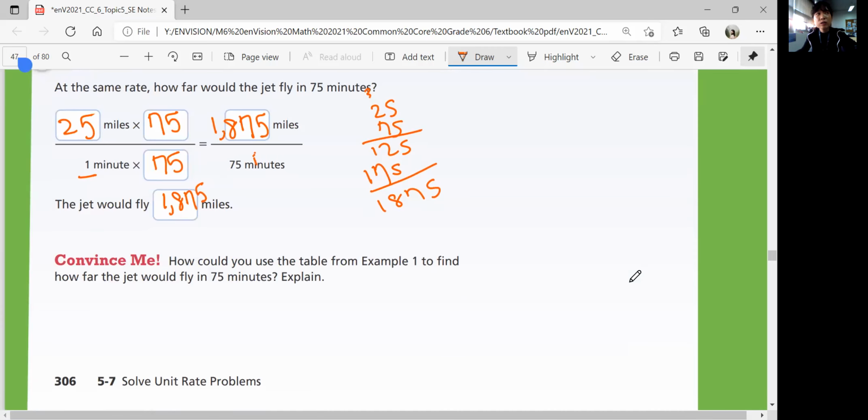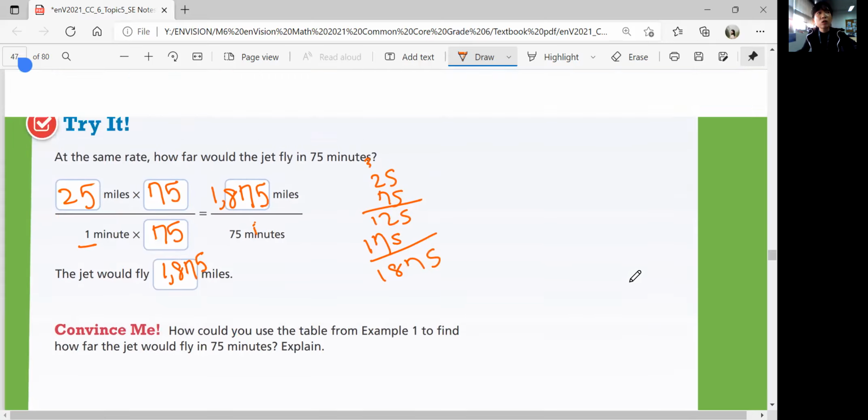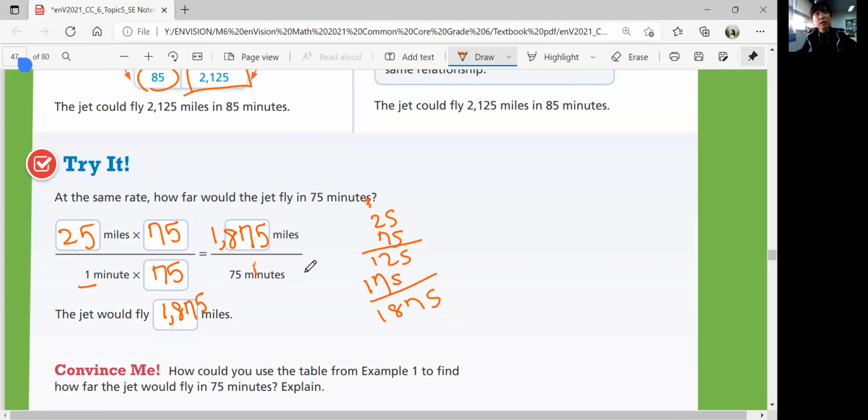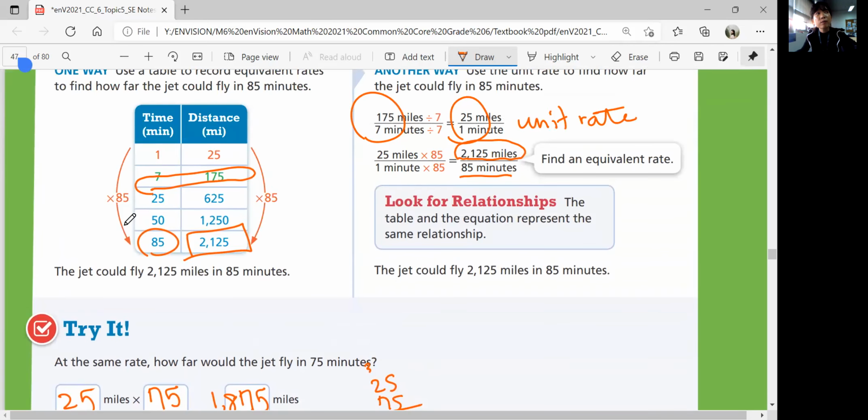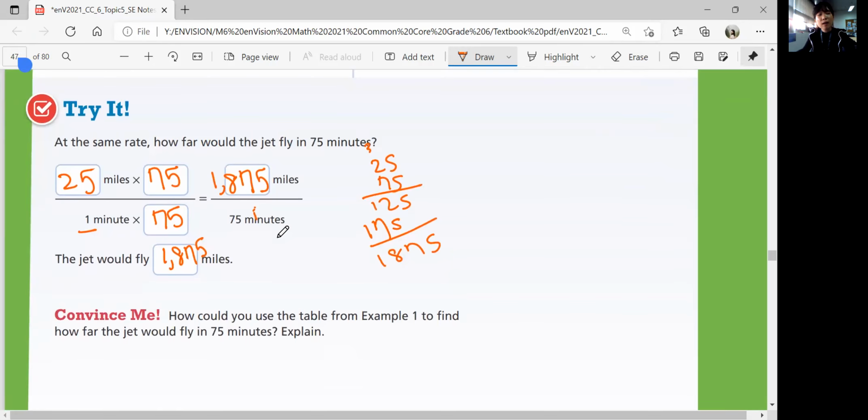Convince me, how could you use the table from example 1 to find how far the jet would fly in 75 minutes? Explain. So we use the fractions here, the ratios. How could we use the table? The same thing. We can start with the unit rate here, then multiply by 75, which is going to be smaller than 85. And then you'll see 25 times 75 is 1,875. Okay, and then that's your answer.